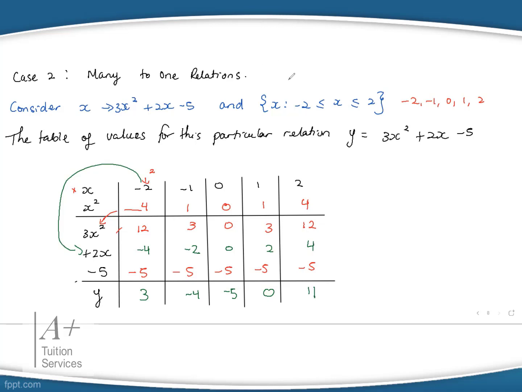And from this now, we have our x and our y values. We're not using the x squared values to plot any graph, okay? We're going to work with these values. Where I have minus 2, I'm going to have 3. So minus 2, 3. Where I have minus 1, I'm going to have minus 4, sorry. Where I have 0, I'm going to have minus 5. Where I have 1, I'm going to have 0. Where I have 2, I'm going to have 11. And this is my x and y values, which we use to plot the graph. These are the coordinates for that graph.